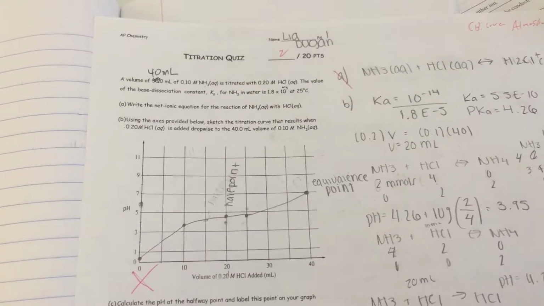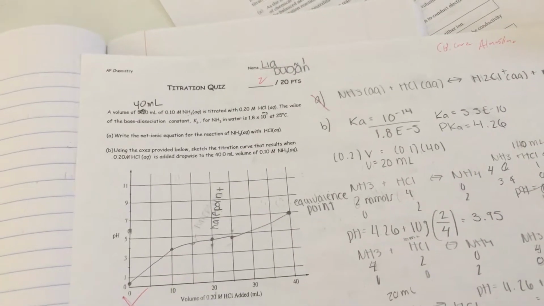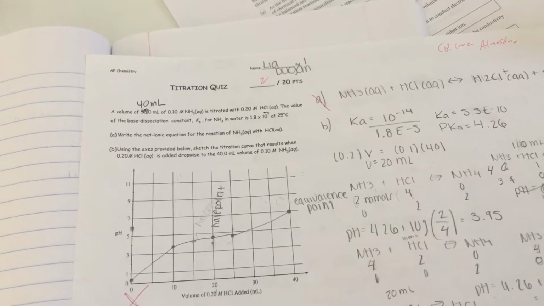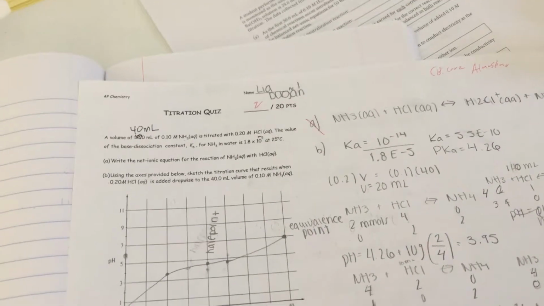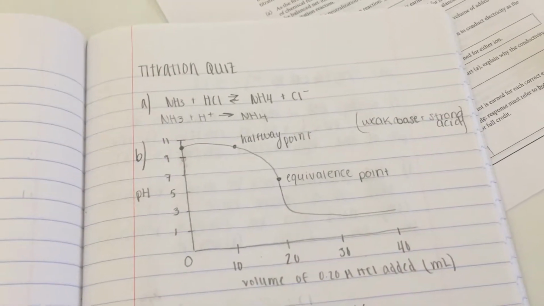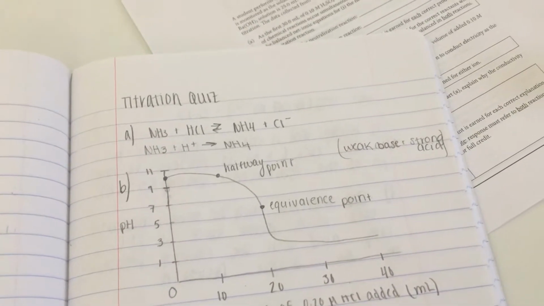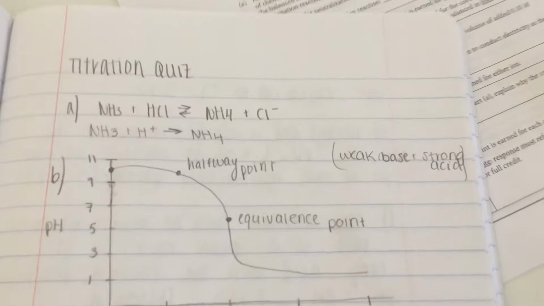Using the axes provided below, sketch the titration curve that results when 0.2 molar HCl is added dropwise to the 40 milliliter volume of the 0.1 molar NH3. The titration curve will look something like this, with an initial pH above 7 and a final pH below 7, because it's a reaction between a weak base and a strong acid.